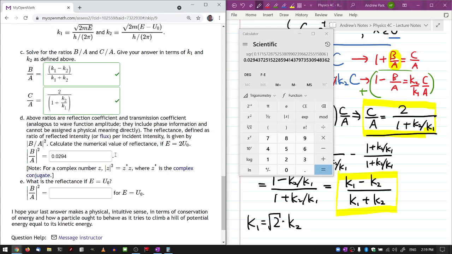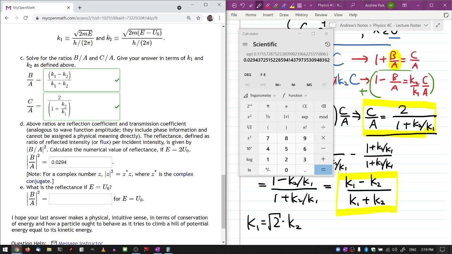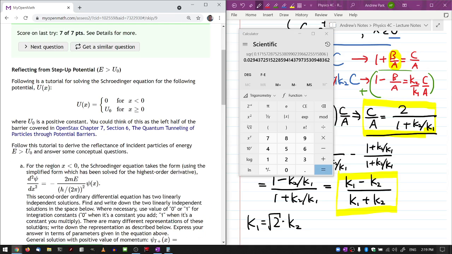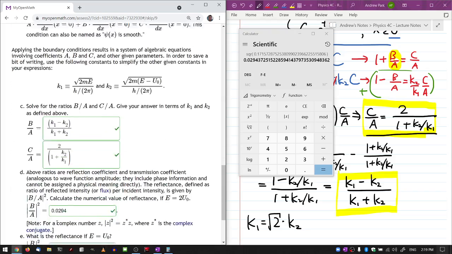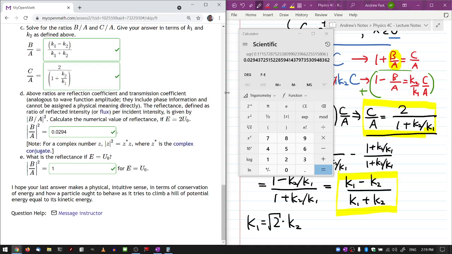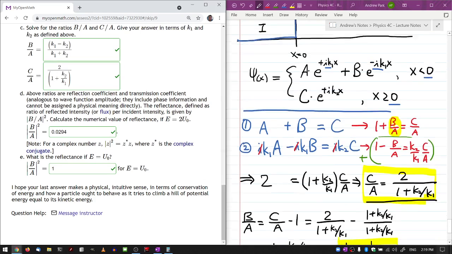And then what is the reflectance if E is equal to U naught? If E is equal to U naught, well, k1 would be infinitely greater than k2. k2 would be 0. So this expression reduces to k1 over k1, so 1. I hope that makes physical, intuitive sense. And you can see from these two numbers plugged in how the difference between E and U naught affects the reflectivity.